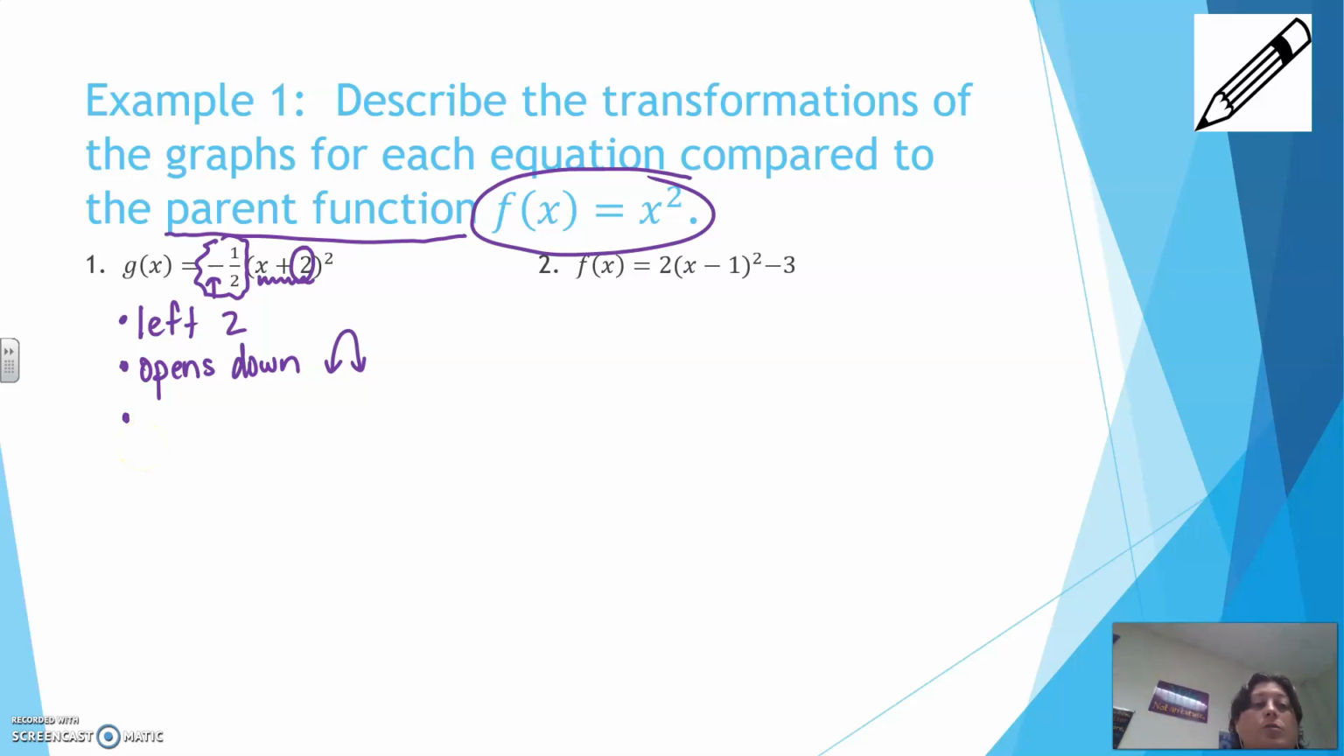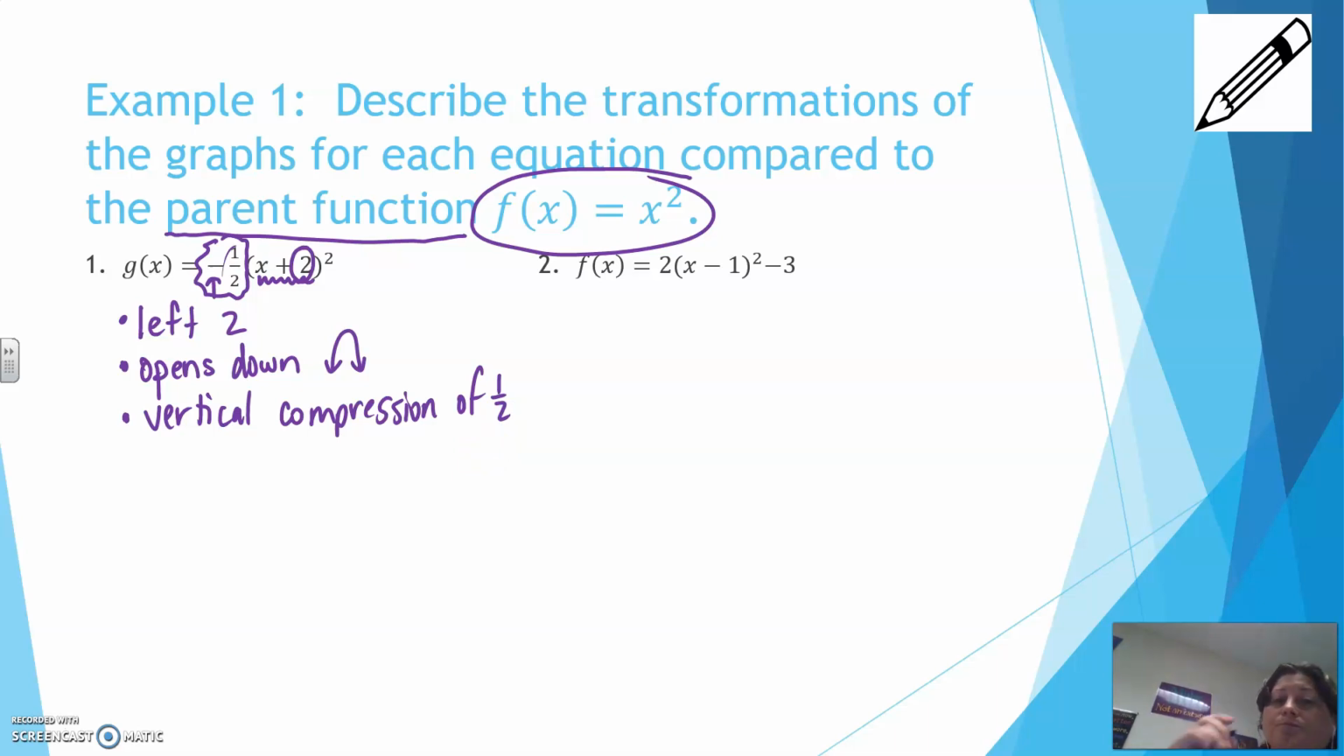Now, because it's outside of the grouping symbol, so it's not affecting the x, that means it's affecting the y values, which means that it's vertically affecting the graph. And anytime it's outside the parentheses and affecting it vertically, it does exactly what you would think. So since 1/2 is between 0 and 1, it's actually going to be a vertical compression of 1/2. Okay, and on the next slide, I'll show you the graph of that as well.